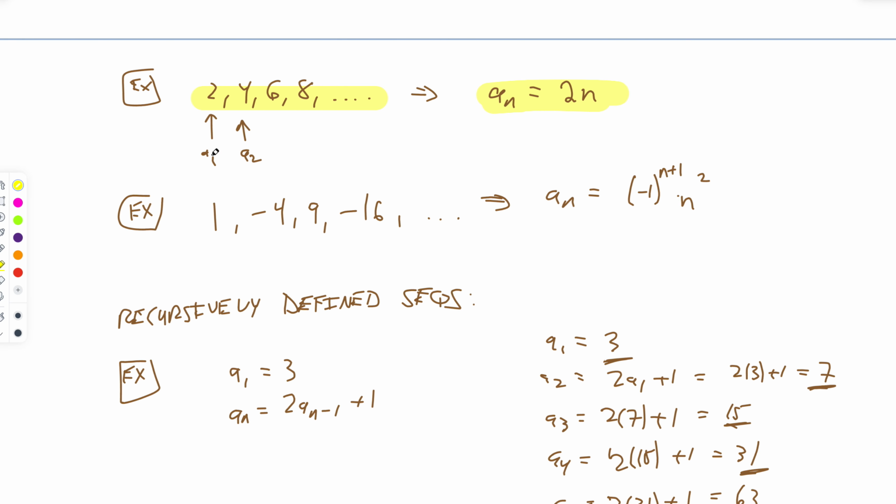So if n is 1, 2 times 1. If n is 2, 2 times 2, 2 times 3, 2 times 4, 2 times 5. So this would be a pretty straightforward pattern because everything is just going to be increasing by 2, right?